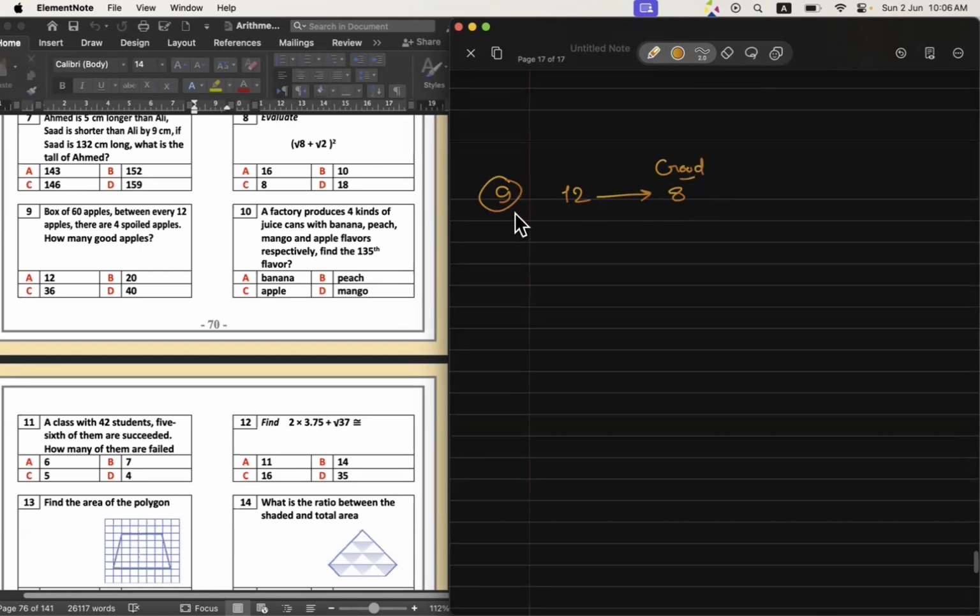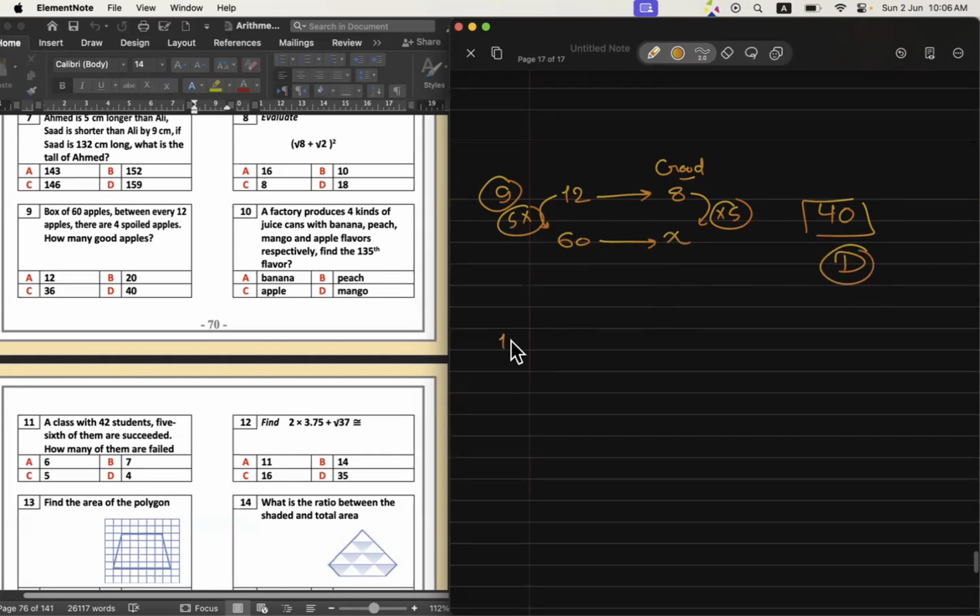Okay, so if the total number is 60, how can we find the number of good apples? If you multiply 12 times 5, it will be 60. So just multiply 8 times 5. So the number of good apples will be 40. So the answer is D.